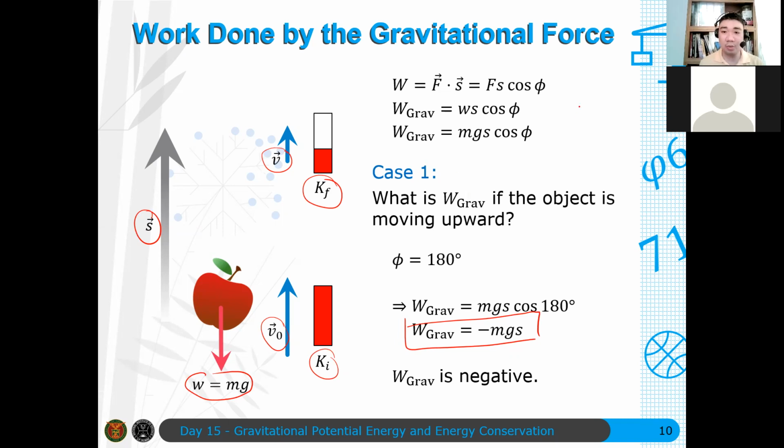We can also see that using the work kinetic energy theorem, this is delta K. This is 1/2 m (v squared minus v naught squared). Pero alam natin na yung v squared ay mas maliit kay v naught squared, and therefore this is less than 0. Hence, we see that in both cases, the work done on the apple is negative.